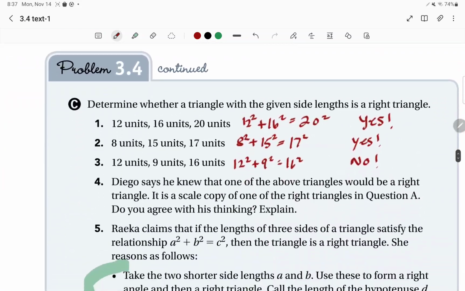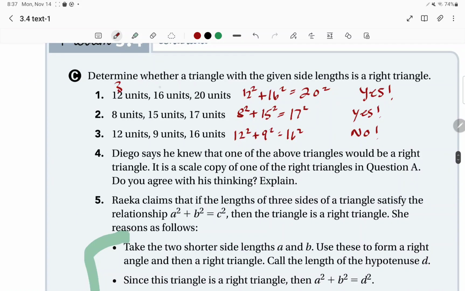So if you look, our first one was 3 by 4 by 5. You can see that that is a multiple of 3, 4, 5. So times all of them by 4. 3 times 4 is 12, 4 times 4 is 16, 5 times 4 is 20. So I have those times 4s on the wrong side, but you get the idea, right? So it is 4 times the size, but it's still a right triangle.